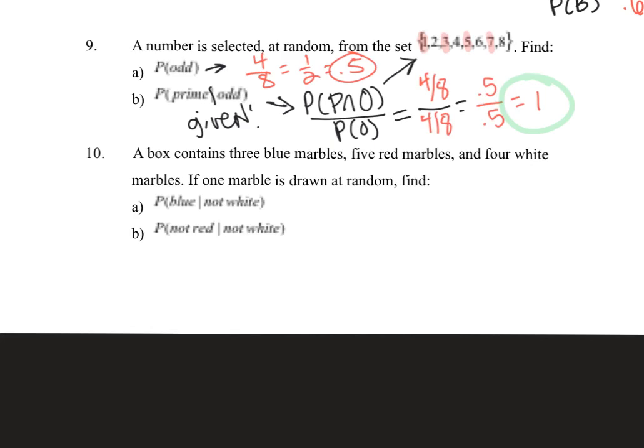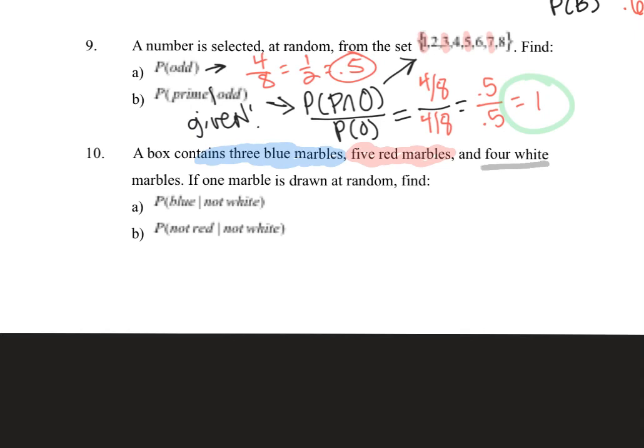The box contains 3 blue marbles, 5 red marbles, and 4 white marbles. If one marble is drawn at random, find the probability that it's blue, given that it's not white. Okay, so let's see, we have 3 blue, we have 5 red, and we have 4 white marbles.